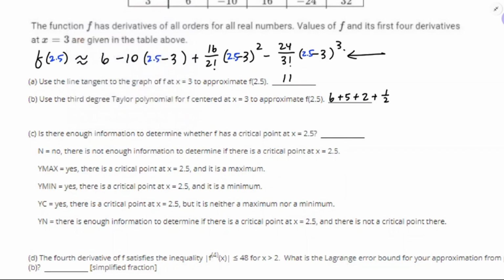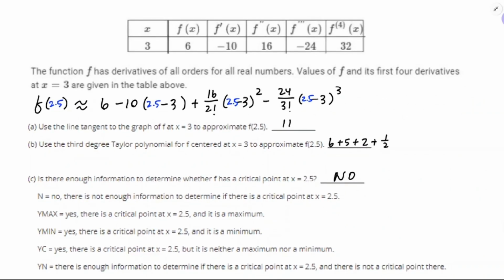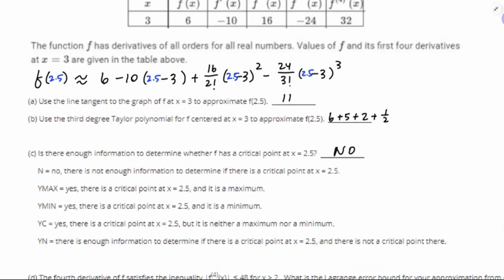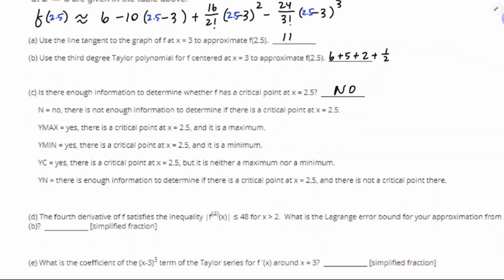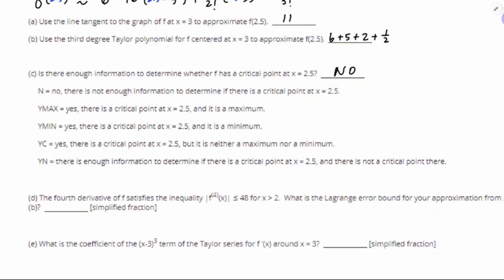Okay, I just want to erase. All right, so is there enough information to determine whether f has a critical point at x equals 2.5? No. Okay, I only have derivative information about f at x equals 3, and there could be some weird behavior happening between x equals 2.5 and x equals 3.